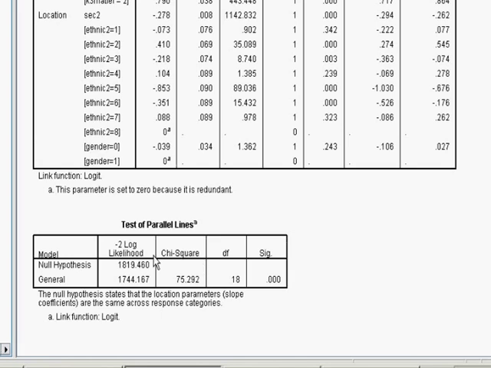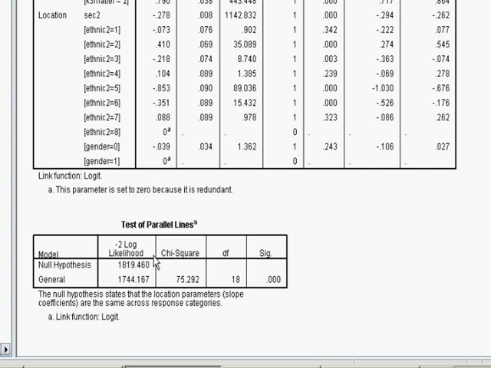And I'll come back to the parameter estimates, because I just quickly want to talk about the test of parallel lines, which is of course testing our proportional odds assumption. Now I won't go into this in a great deal of detail, because it's better explained on the website where you can read through it slowly.